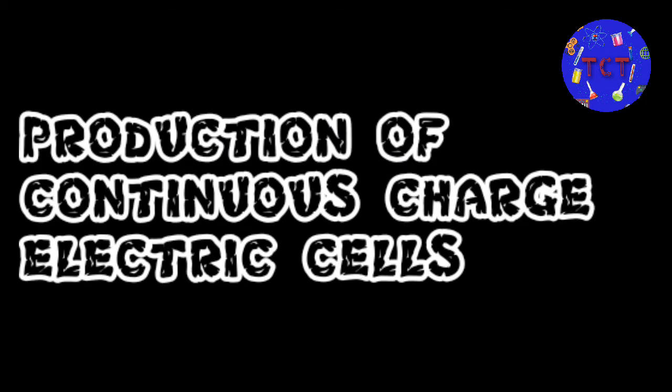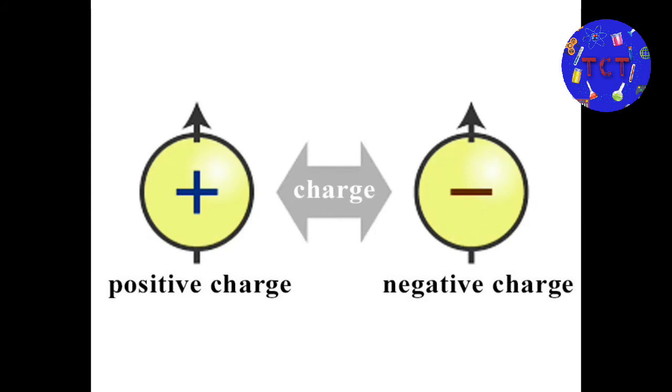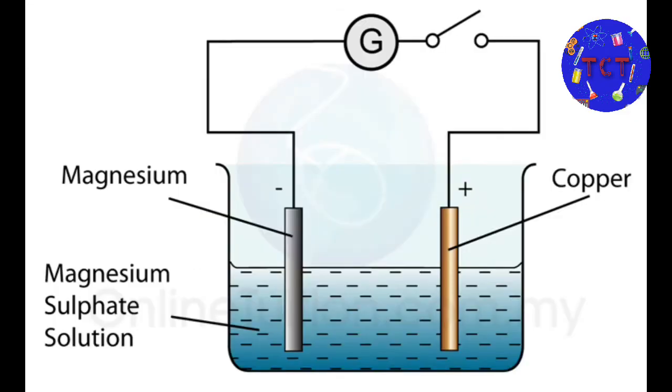So far, we have seen the definition of electric current as the flow of electric charges. But how can these charges be produced? This is achieved through devices known as electric cells. They are also known as electrochemical cells.